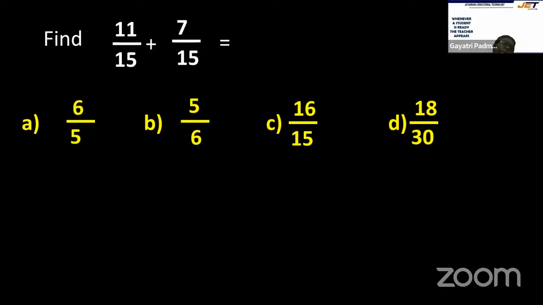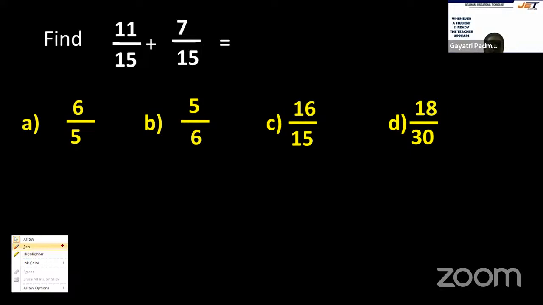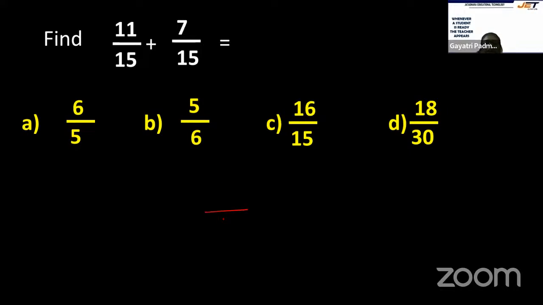11 by 15 plus 7 by 15. So 30 seconds can be taken, students. So quickly do it. So let me just connect the board by then. All right. So this is for those students who are still trying. If your denominator is same, you have to write it same. So your numerator becomes 18 by 15, isn't it?